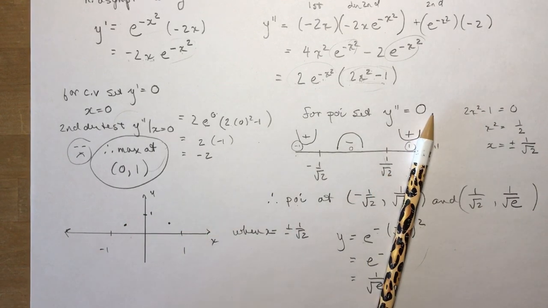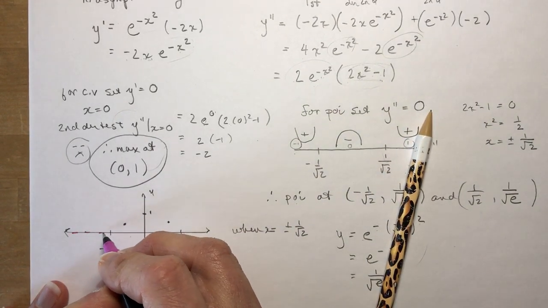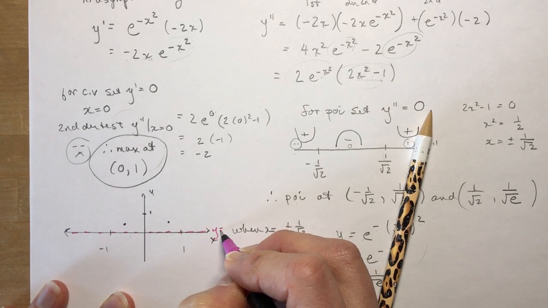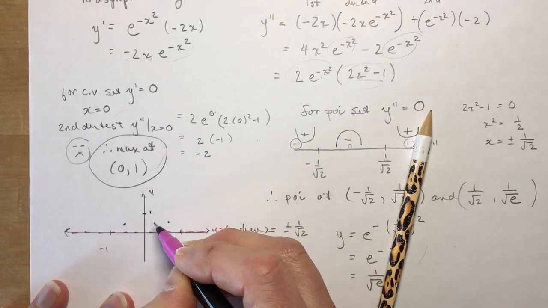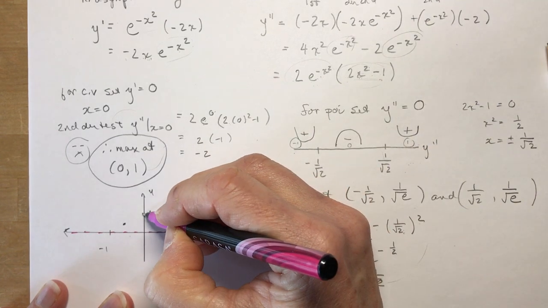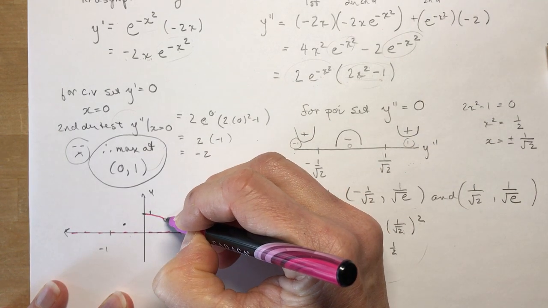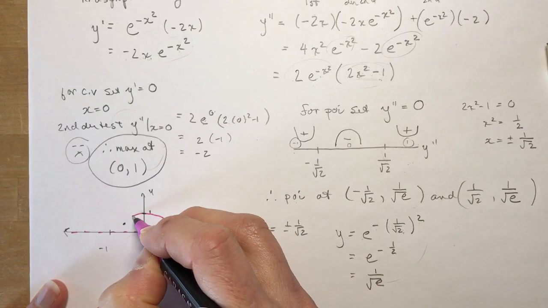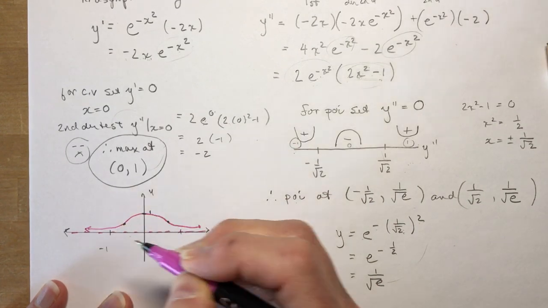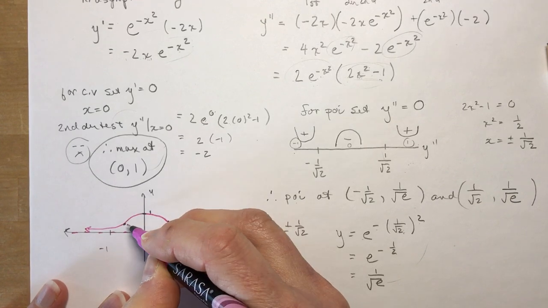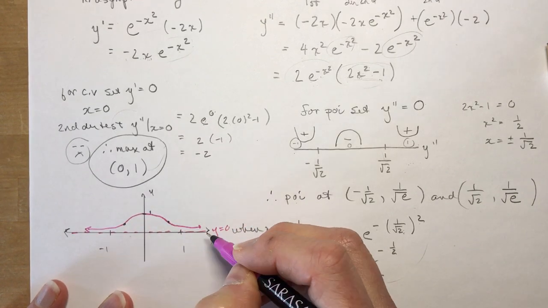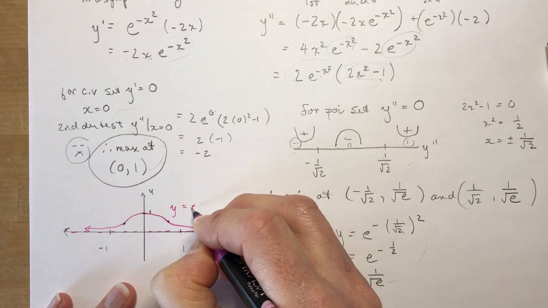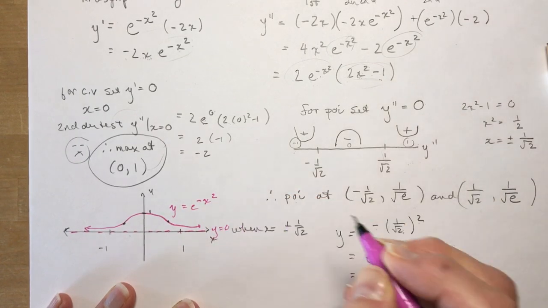We also have, in my lovely pink here, an asymptote of y equals 0. If you have a point of inflection, we have to show a little change in concavity here, like that, and like that. So there's your change in concavity. Look, it's concave down, and then it's concave up. And that would be the graph of y equals e to the negative x squared.